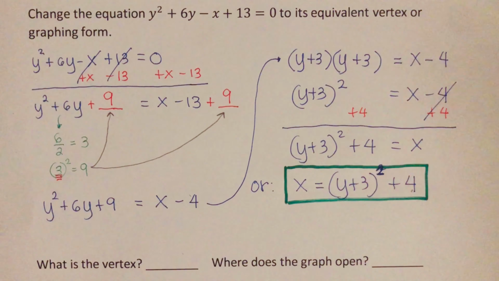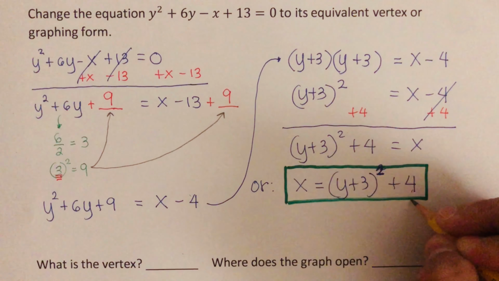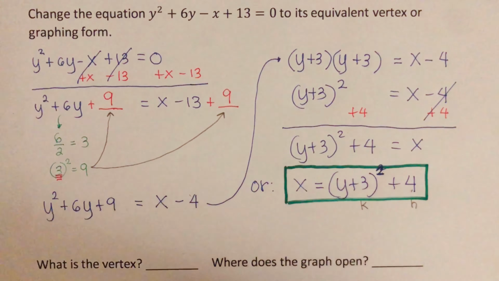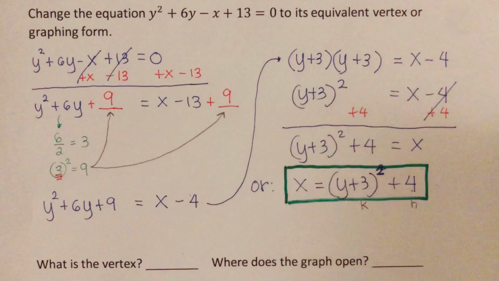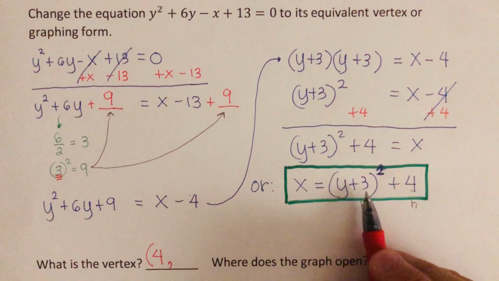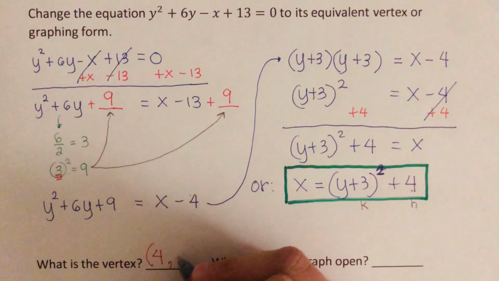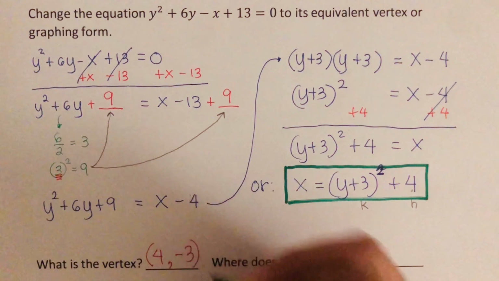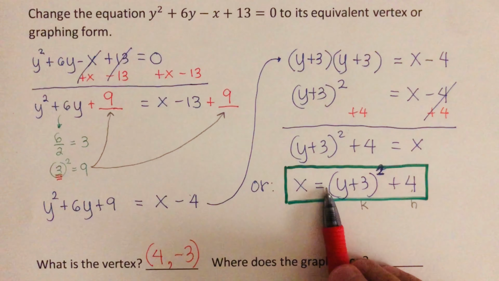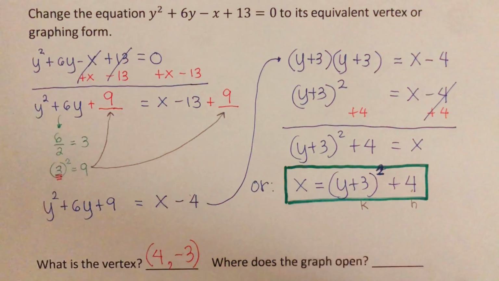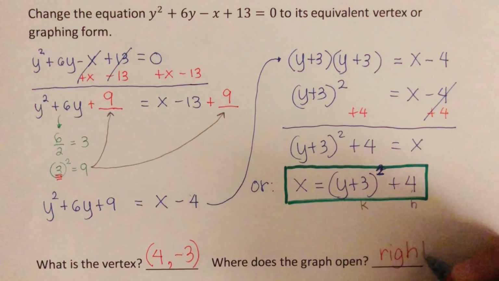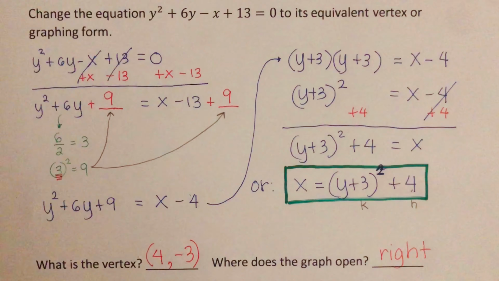So we remember that this represents our h and this represents our k. So the vertex that we're going to have would be h first, so that's 4. And then the k should be switched, so that should be -3. So the vertex is at (4, -3). And since our a is invisible, +1 right there, that means this graph opens to the right.